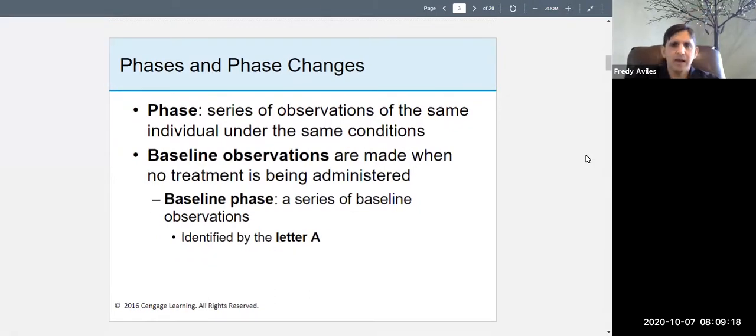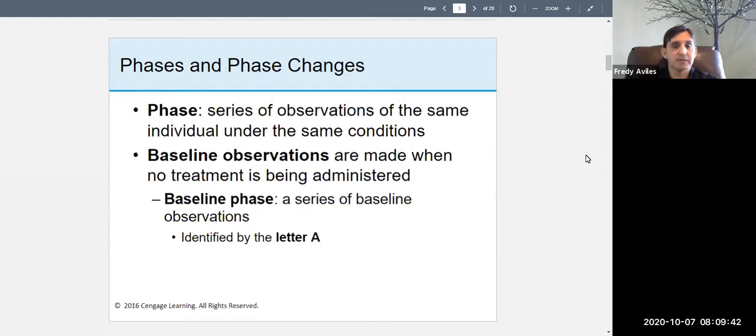Okay, we need to know some terminology. We need to know about phases and baselines and phase changes. So a lot of this is going to be terminology. Without the terminology, it's actually very simple. So you need to know what a phase is. A phase is just a series of observations of the same individual under the same conditions. Okay. So a phase is just when you observe several times or over a period of time.